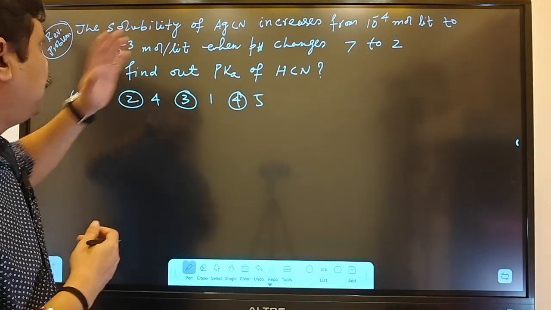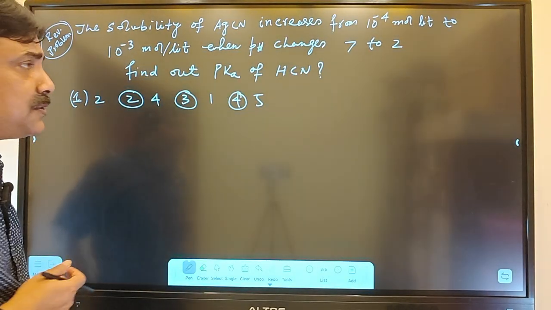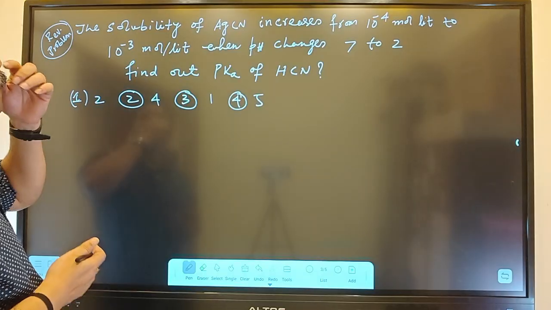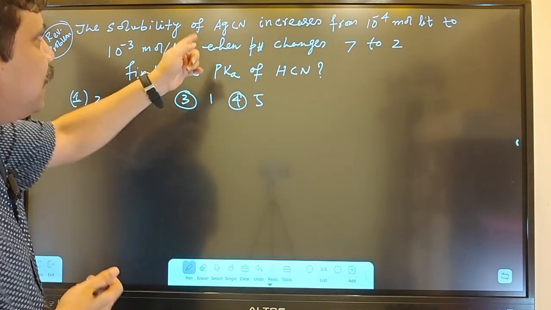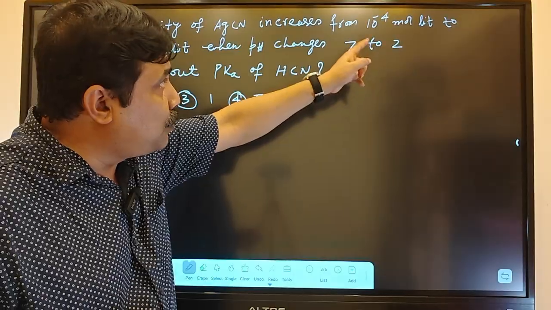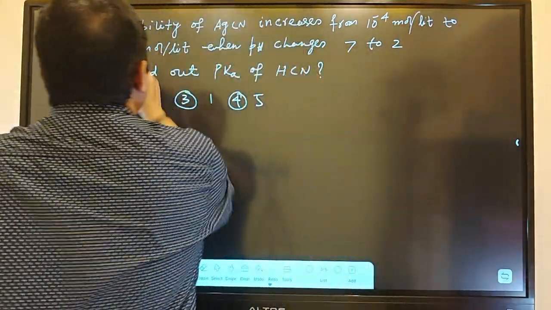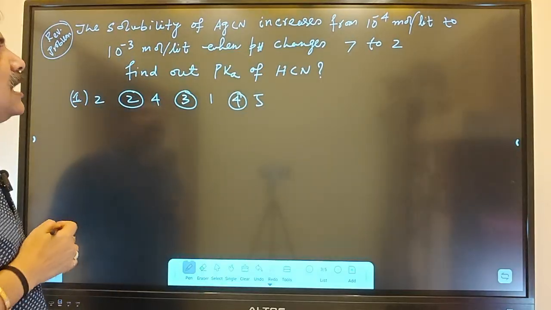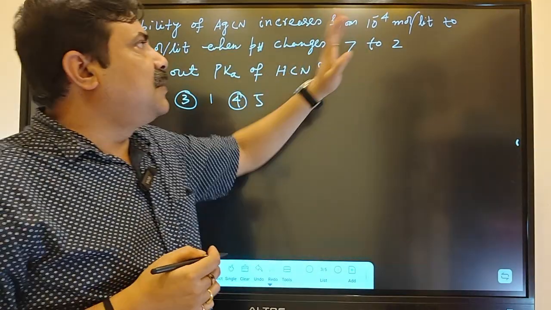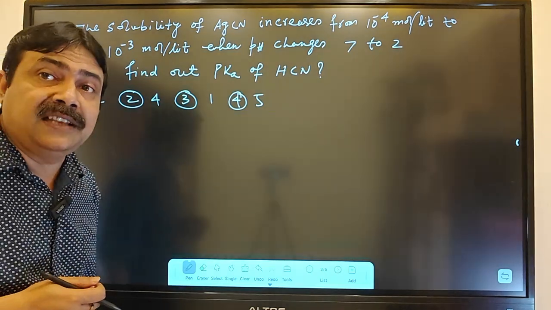So now, if you look at the same model problem, they ask in a very reverse way. Then here is how we will solve. They told the solubility of AgCN increases from 10 power of minus 4 moles per liter to 10 power of minus 3 moles per liter when pH changes from 7 to 2. And then they are asking to find out the pK of AgCN.